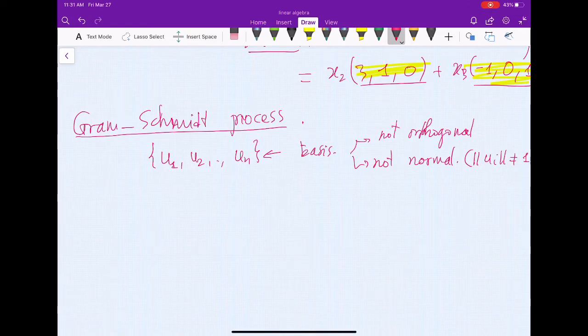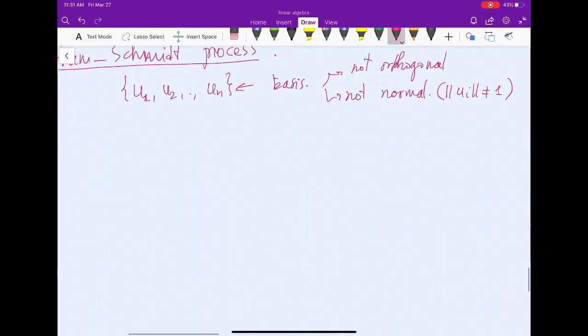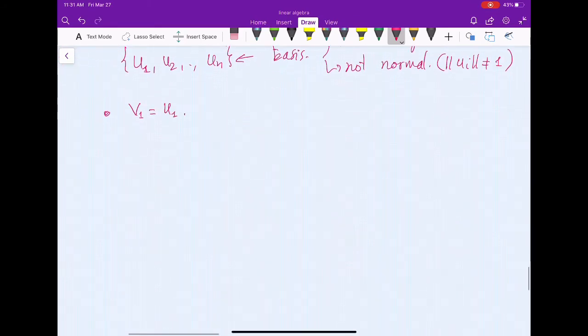We already discussed that, because those bases are really good and really easy to work with. So, how do we do that? I fix one vector v1 equal to u1. And then I move to the second one. I denote v2 as u2 minus the orthogonal projection of u2 on v1. I keep v1 in here, okay?